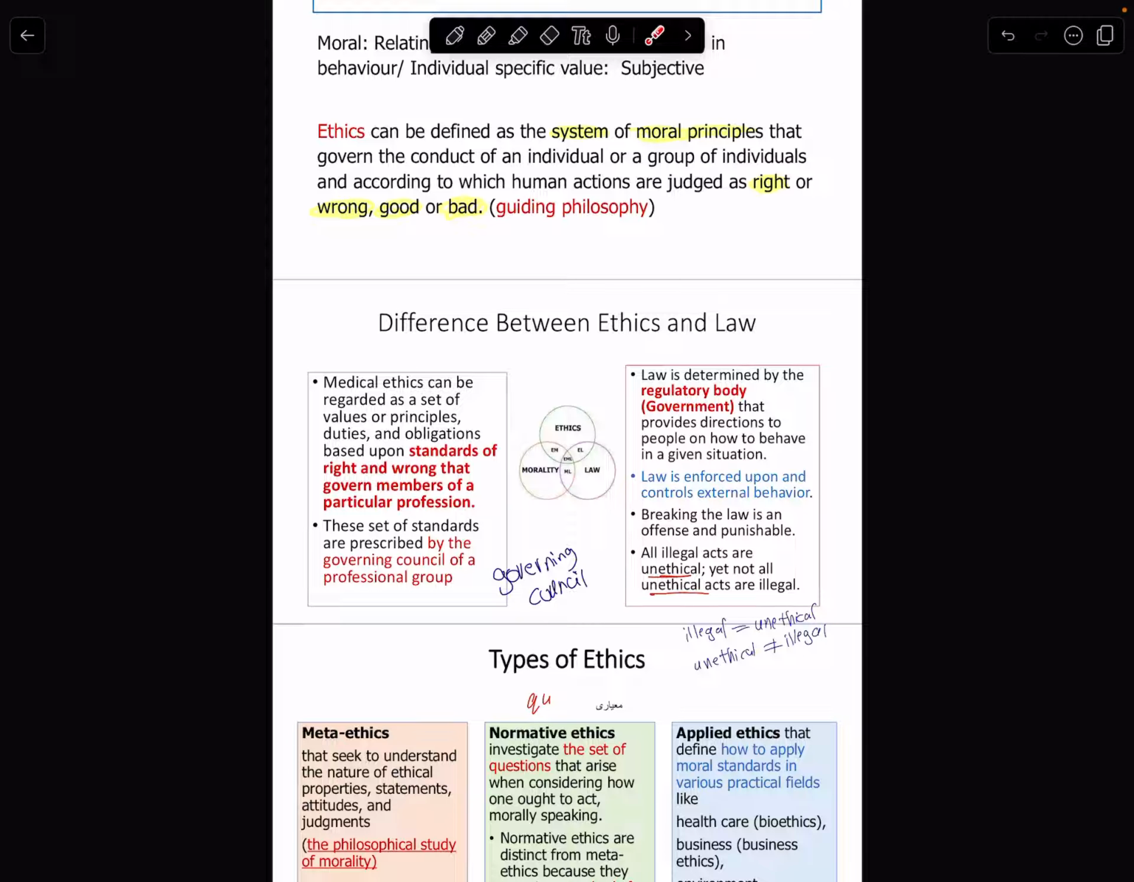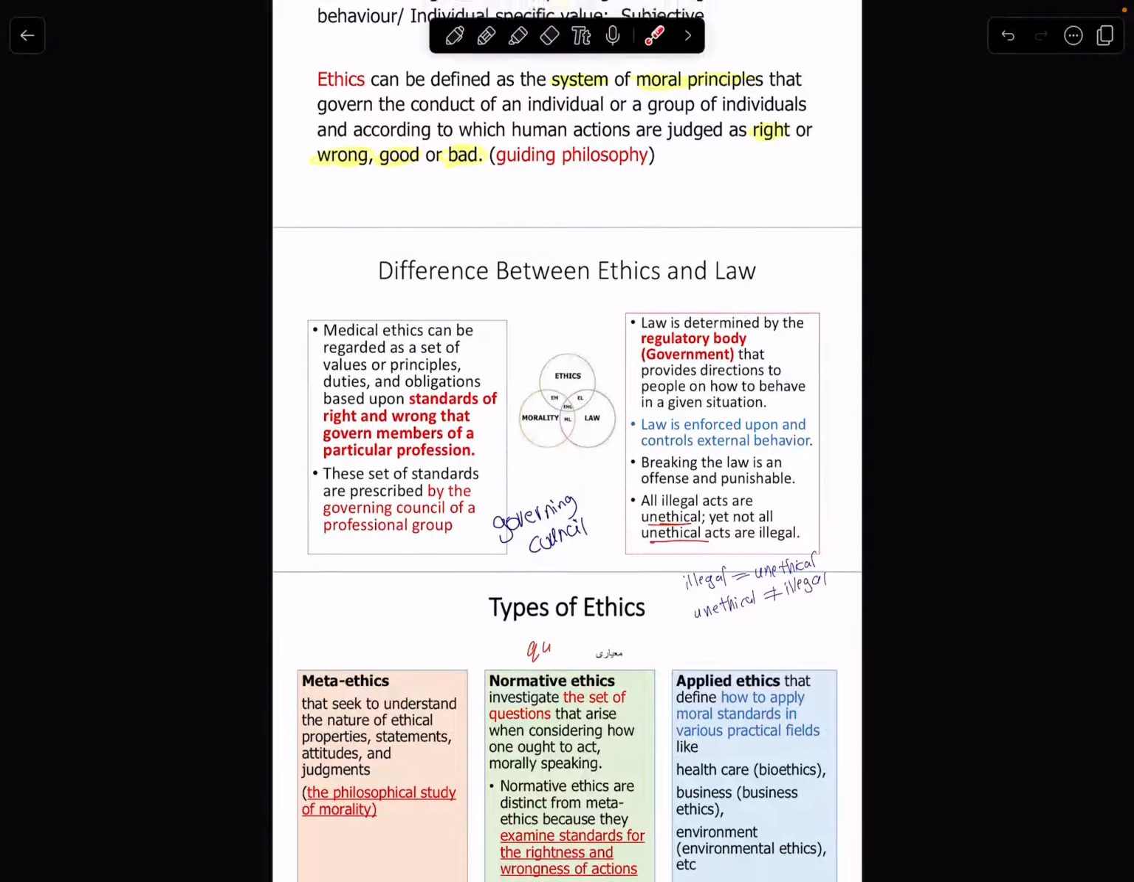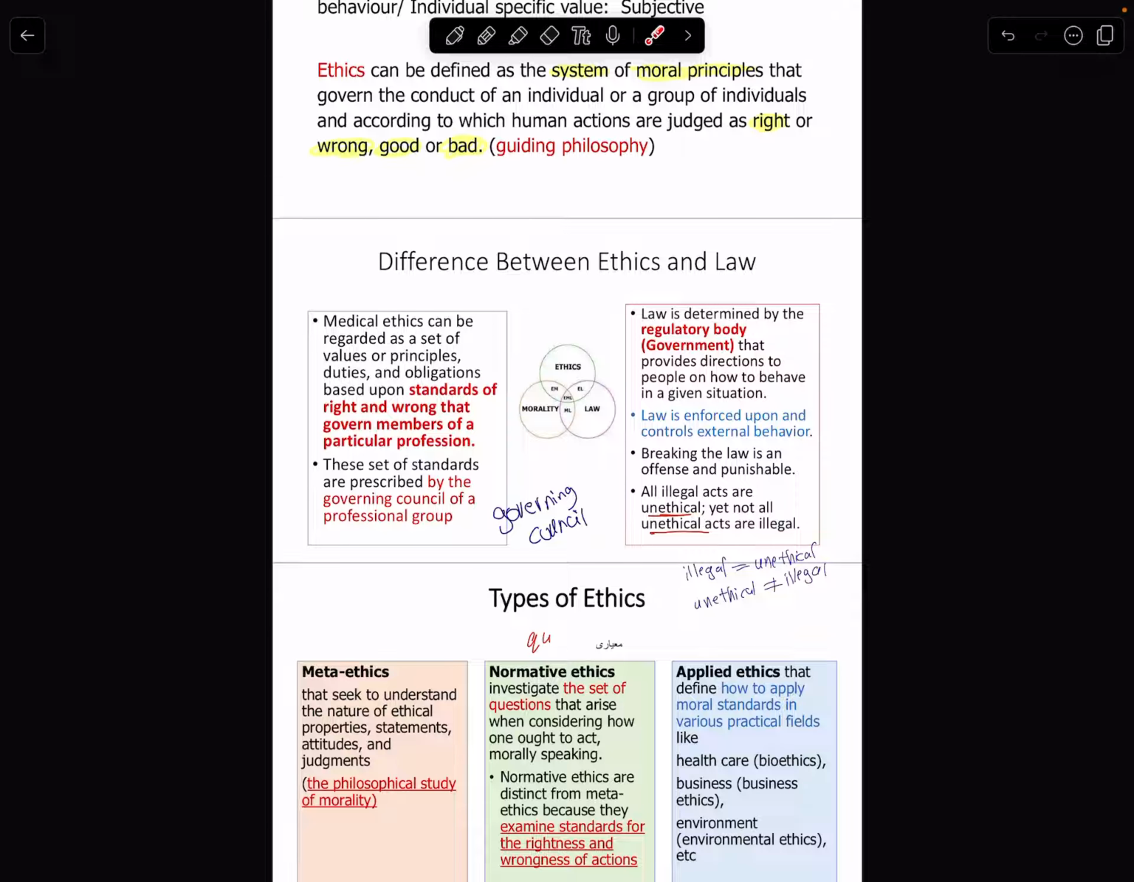Medical ethics are the standards of right or wrong that govern the members of a particular profession. So it's the ethics in the medical field. And this set of standards is given by a professional group or a government council. The law is determined by the government or the regulatory body, and it gives us direction on how we're supposed to behave, and it controls external behavior.